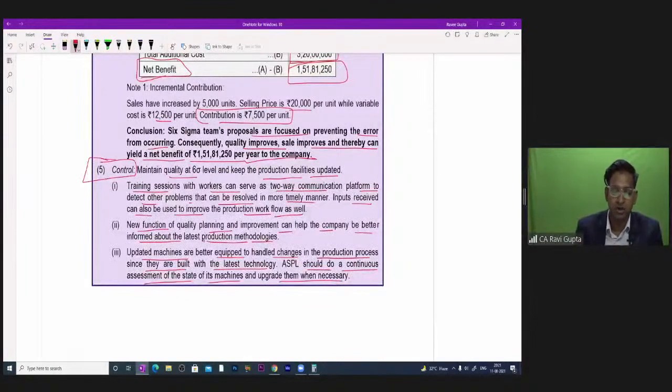So this was a control. That means it should be a continuous process. All the three improvements which have been suggested, there should be a proper control on those three. So we have spoken about the training sessions. We have spoken about the new quality planning and improvements. And definitely we have also spoken about the updated machines.